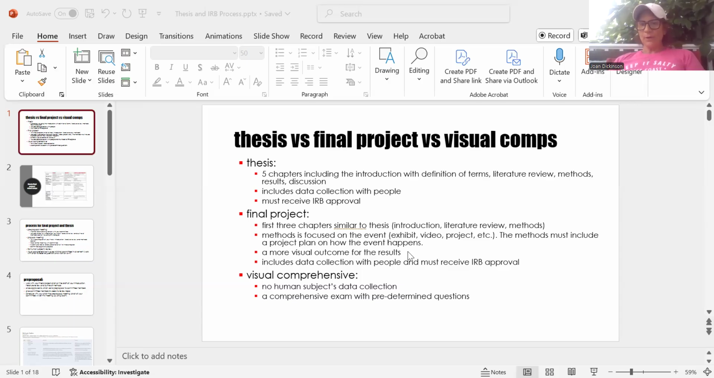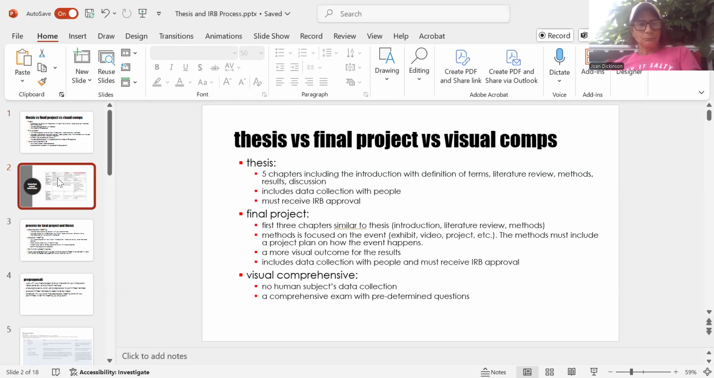The visual comprehensive is 100% completely different from the 2 above, in that you can think of the visual comprehensive as basically like a final exam. The output is more visual in nature, but it does not require data collection from people, and it also does not require IRB approval. It's basically a comprehensive exam with predetermined questions.